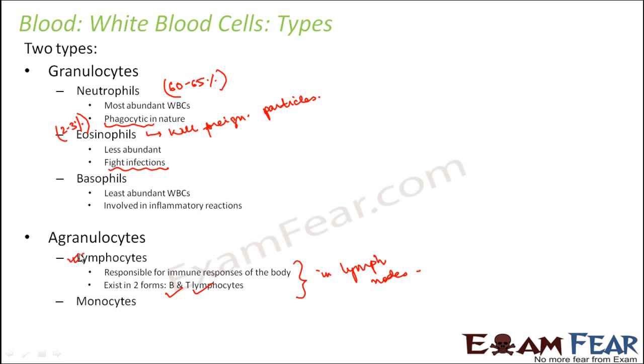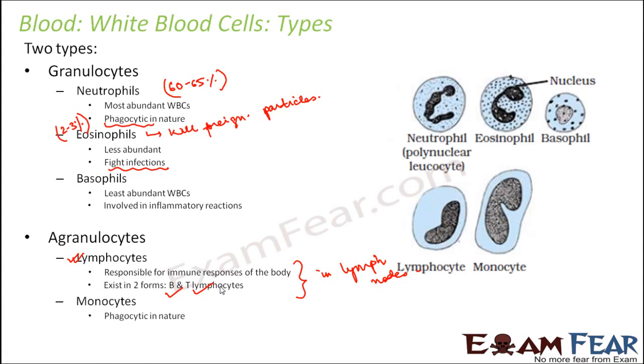These lymphocytes help to purify the blood, that is they help to remove the impurities which might be present in the blood. So these are the two forms of lymphocytes, B lymphocytes and T lymphocytes. Now we will not get into the detail of B and T lymphocytes. And the last type of white blood cell is monocytes. These are again phagocytic in nature, that is they kill foreign particles directly.